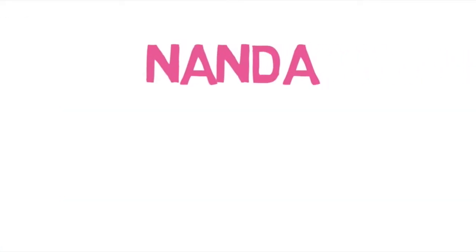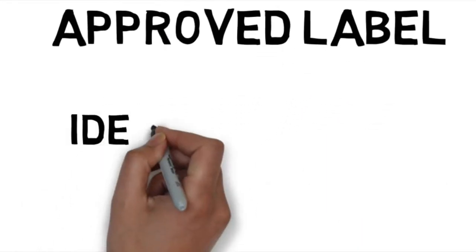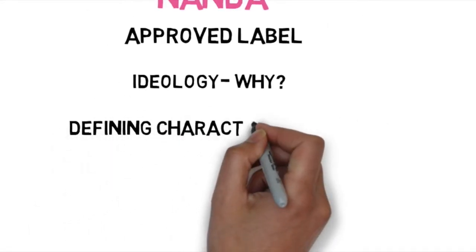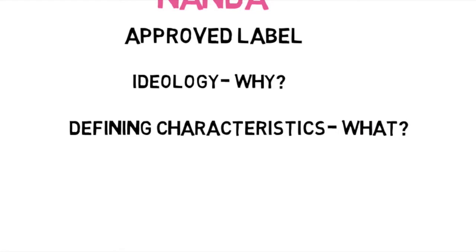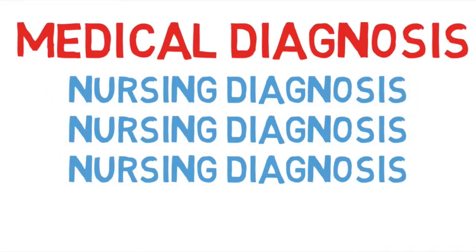NANDA states that a nursing diagnosis must include an approved label, the etiology, which explains what led to the development of this diagnosis in the first place, as well as the defining characteristics, which is when you bring the evidence you have that this diagnosis is appropriate for the patient. From that, we can understand that a medical diagnosis can have multiple nursing diagnoses. Let's give an example to understand how the system of medical diagnoses and nursing diagnoses work.